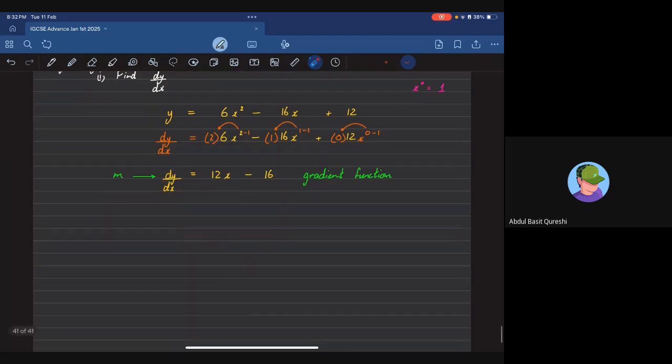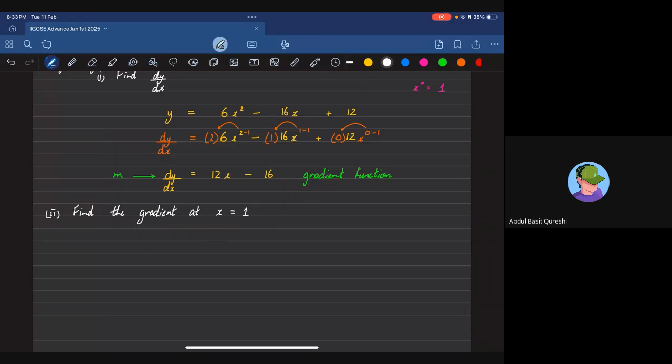So how will I do that? The second part of this question usually states: find the gradient at x is equal to 1. Because it's a curve, right? You cannot find the gradient of the entire curve because it's changing. You need to find the gradient of one point on the curve.